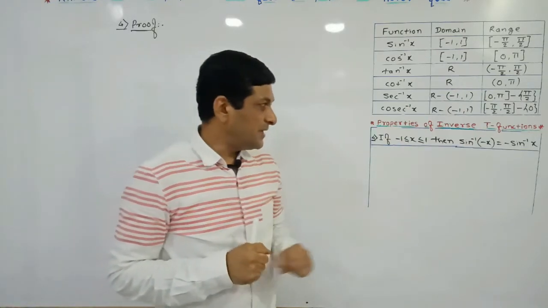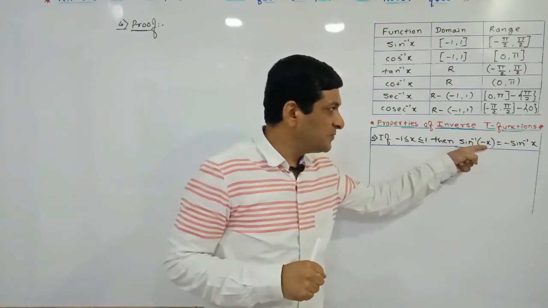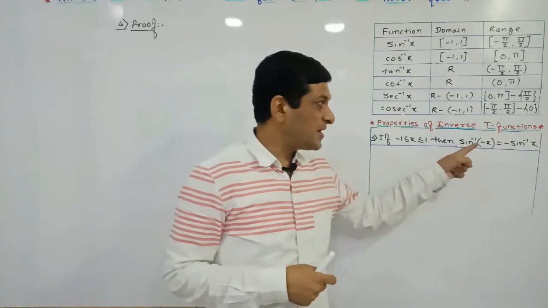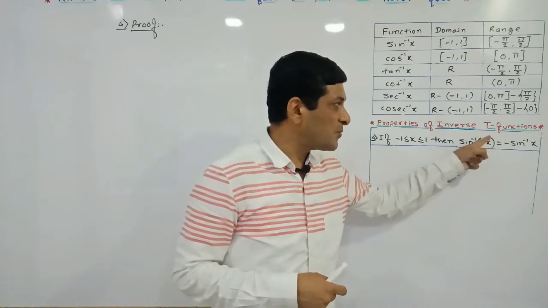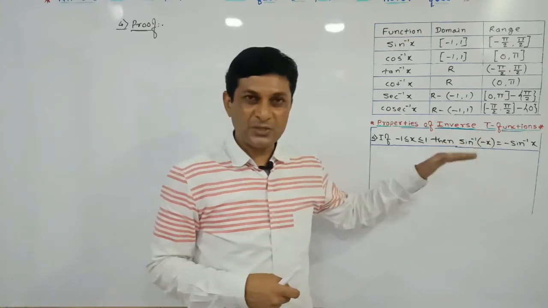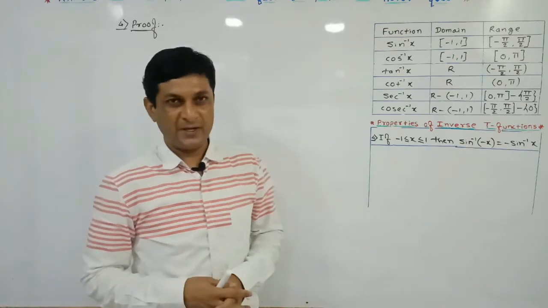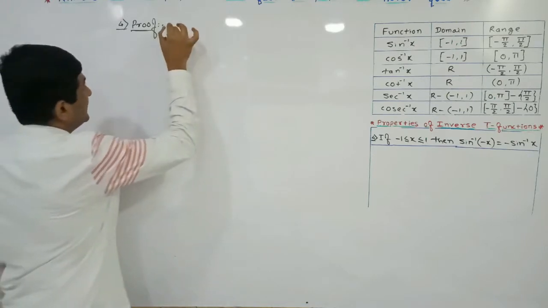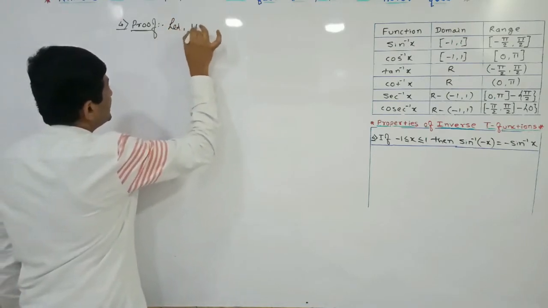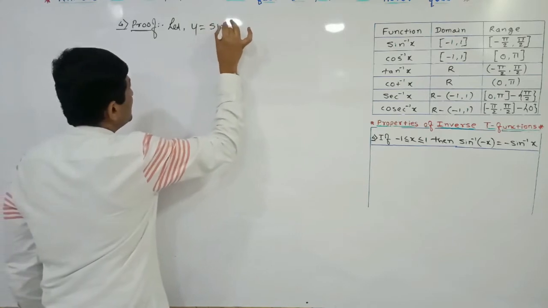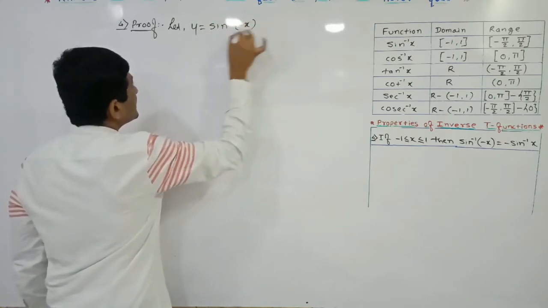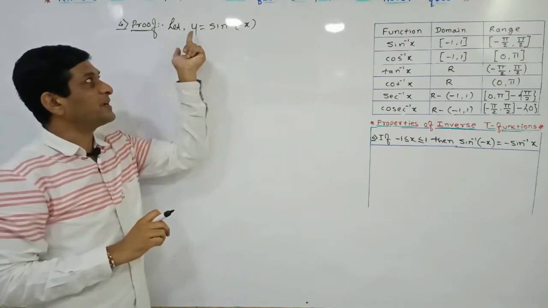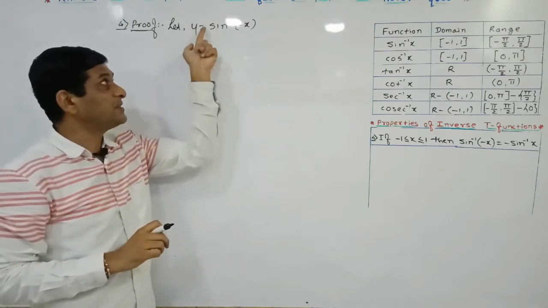In this property we have to prove that the value of sine inverse of minus x will be equal to minus sine inverse of x. Means we are finding sine inverse of a negative value. In such cases we are able to apply this property. So let us try to prove this property. Here we suppose that y is equal to sine inverse of minus x. So now this value of sine inverse we have denoted by y.